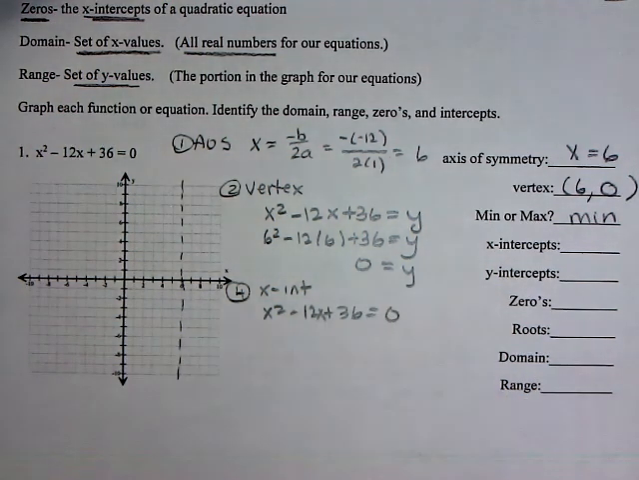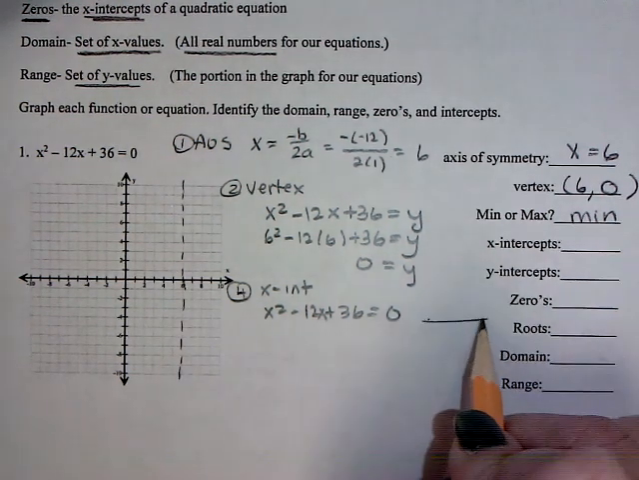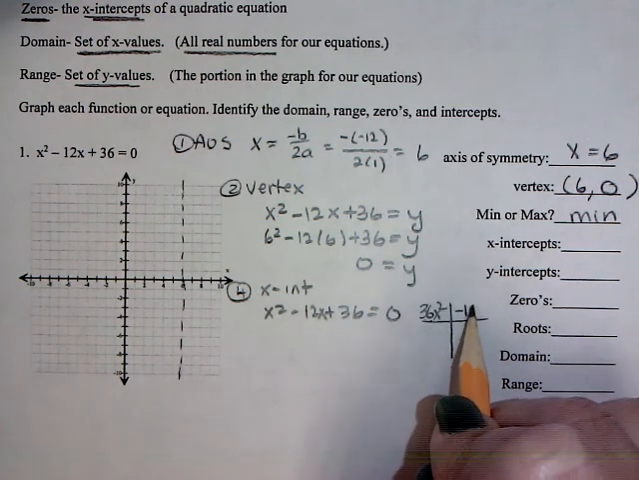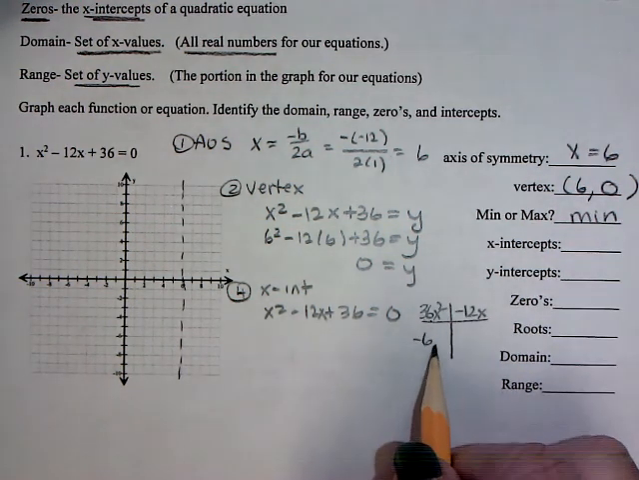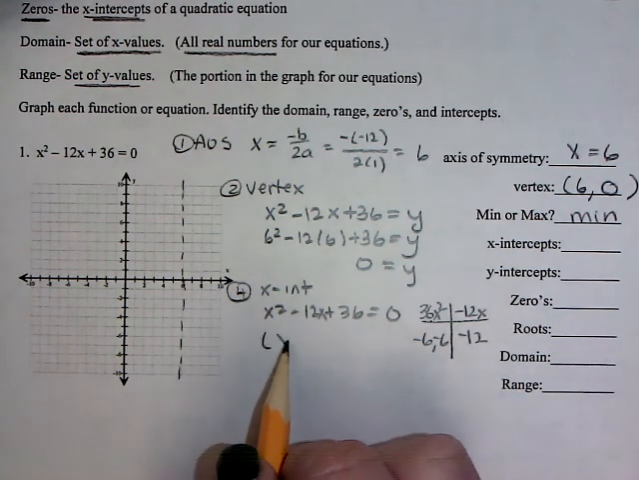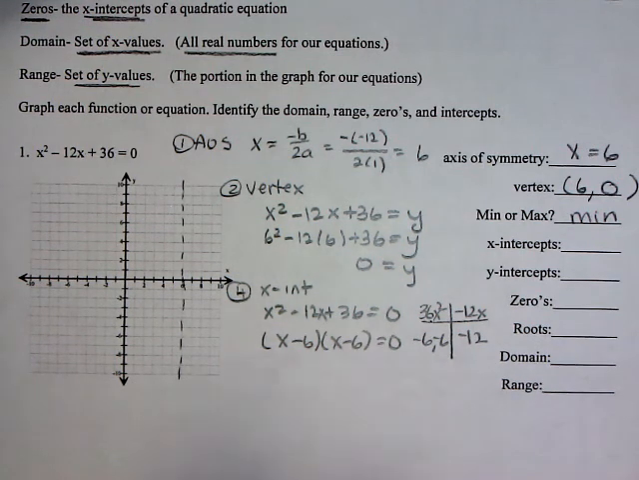I have a quadratic equation. I can either factor or use the quadratic formula to solve it. I'm going to go ahead and use my factoring. Make my chart. Find my two pieces. I'm using my shortcut.